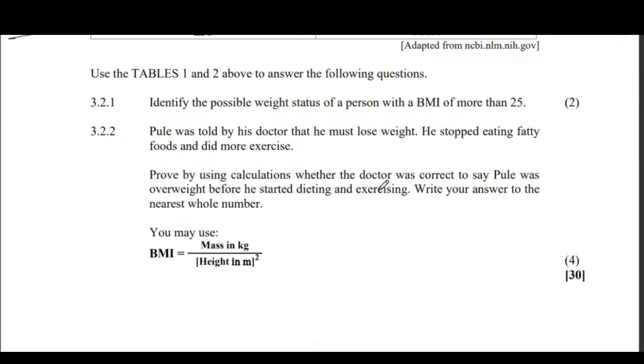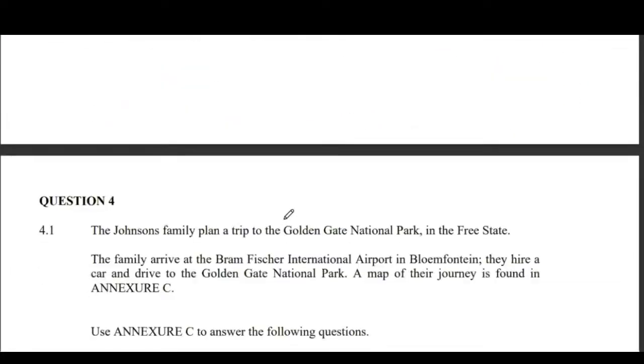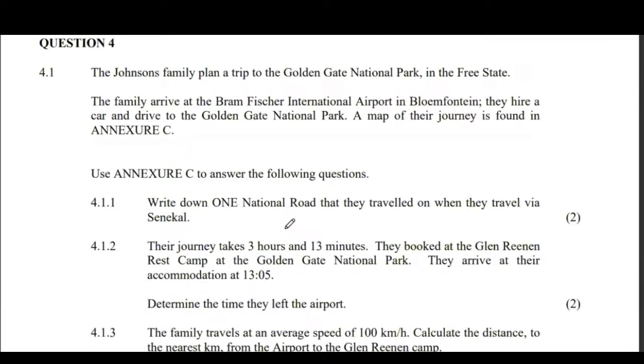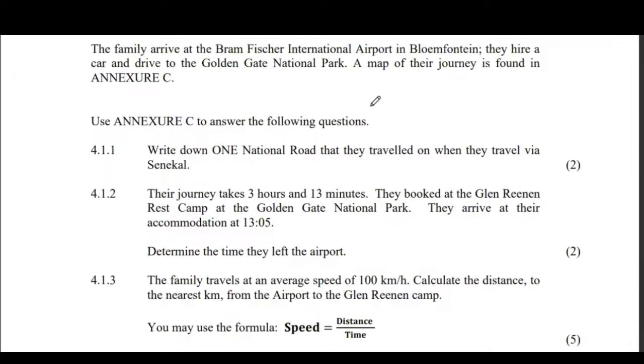All right, there we go now. This is what we're talking about. This is the formula for BMI. All right, answer accordingly. Okay, Mr. Johnson, the family trip we're getting from Golden Gate in Free State. The family arrives at Brandfish International Airport, Bloem. They hire a car and drive to, this is a planning.